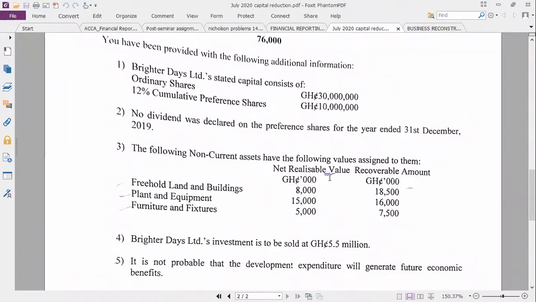If these items are not there, then you go to next, net realizable value. Next, then you go to the recoverable amount. The value you use is in that order. So for liquidation, in simple and short, we are using net realizable value. But for reconstruction, that's the maximum loss determination, we use the recoverable amount. You are done.